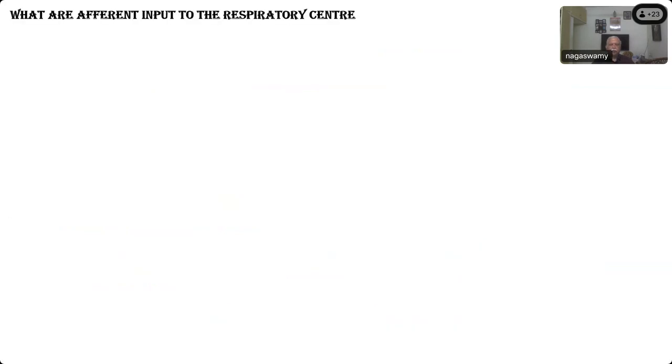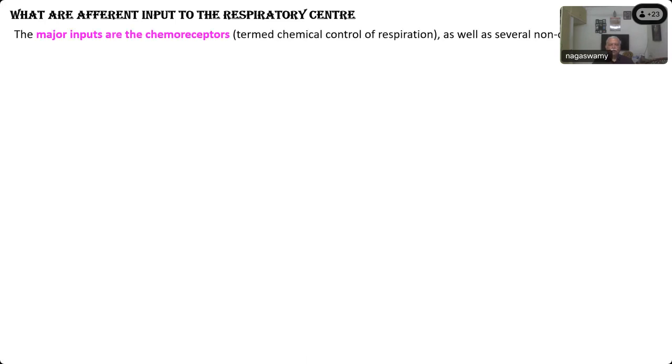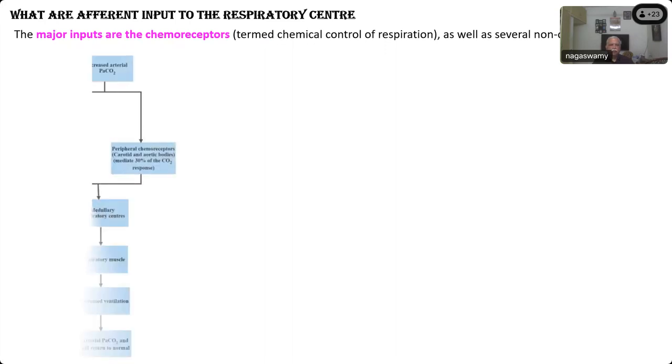What are afferent inputs to the respiratory center? We saw that the respiratory neuronal feedback loop is from the sensors to the center, then the effectors, something like afferent, center, and efferent of a reflex. So what are all the afferent inputs which can affect the respiratory center? This is a very important point. Major inputs are the chemoreceptors, termed the chemical control, as well as non-chemical inputs.